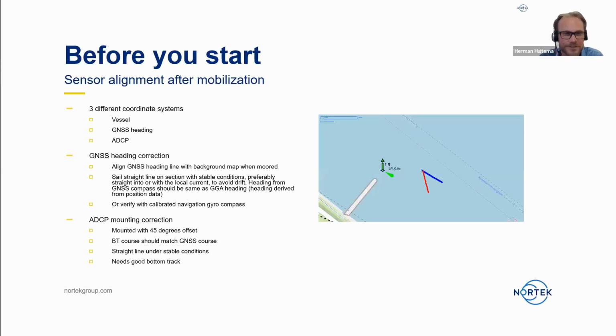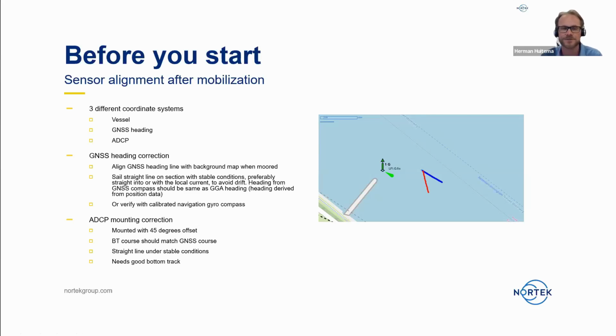And lastly, you need to align the ADCP as well. Typically, they're installed with a mounting angle of 45 degrees off to provide you the best information possible. So over here in the picture, you can actually see the GNSS course, which is the blue line, and you can see the bottom track course from the ADCP. And of course, they should be aligned properly.